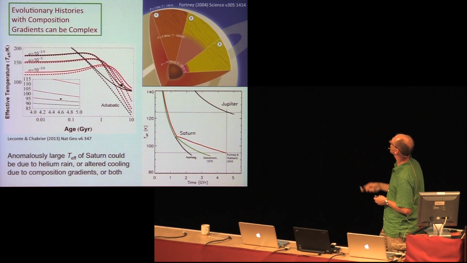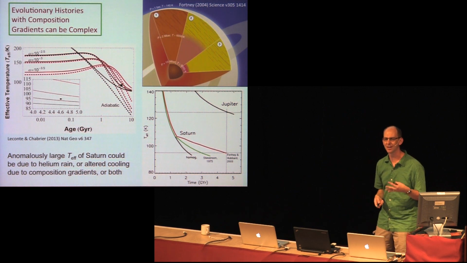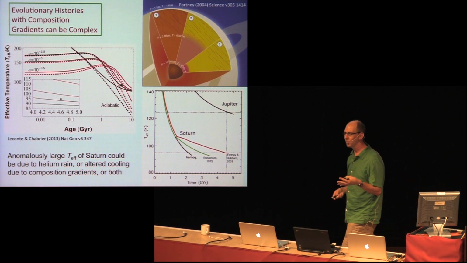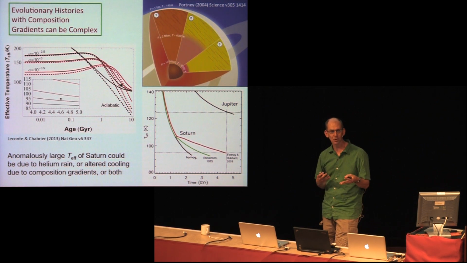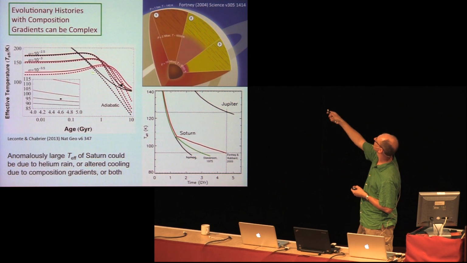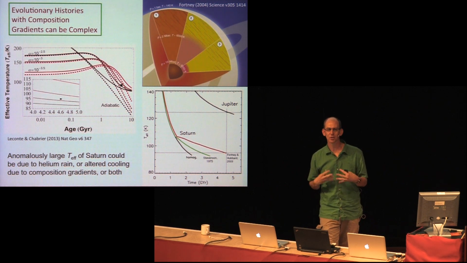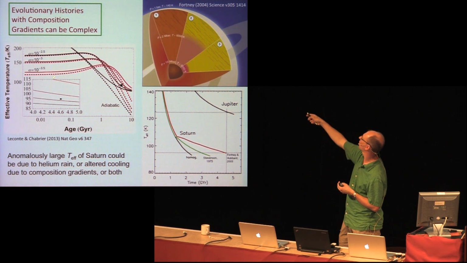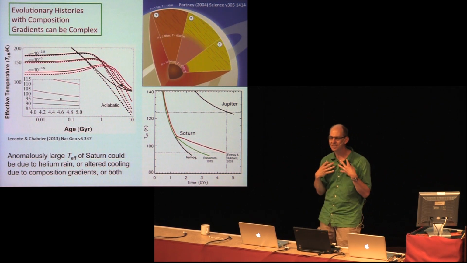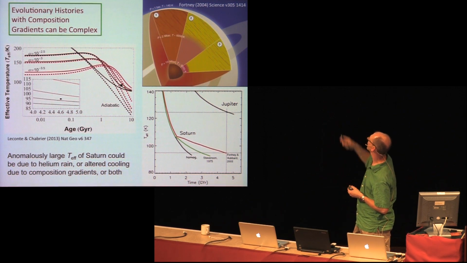What LeConte and Chabrier have looked at is, well, if you do have a composition gradient in the interior of Saturn, how does that affect the cooling? Well, the cooling is actually quite a bit slower in that it's harder for energy to work its way out through the interior. And so what you get is at a young age, compared to the black model, which goes way up here to probably about 600 degrees, since the energy is coming out more slowly, you have a cooler starting point. Planets are colder at the beginning, but because the energy takes such a long time to come out, they eventually get hotter at older ages.